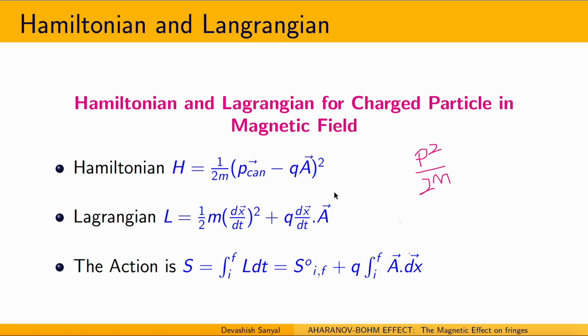So, for a charged particle in a magnetic field, the Lagrangian is given by half m (dx/dt) whole square. This is the part that we know, which is the free particle part, and this is the part which is the magnetic potential, which is velocity dependent. This is very characteristic of a particle moving in a magnetic field.